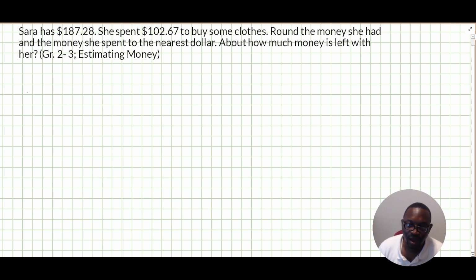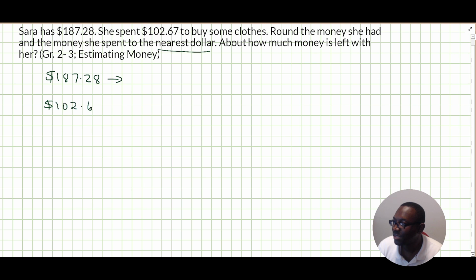Okay, all right, let's go ahead and do this. Thank you for the participation. We have $187.28. The question says round the money she had and how much she spent to the nearest dollar. So we're going to round this to the nearest dollar, and then $102.67. So what are we after?